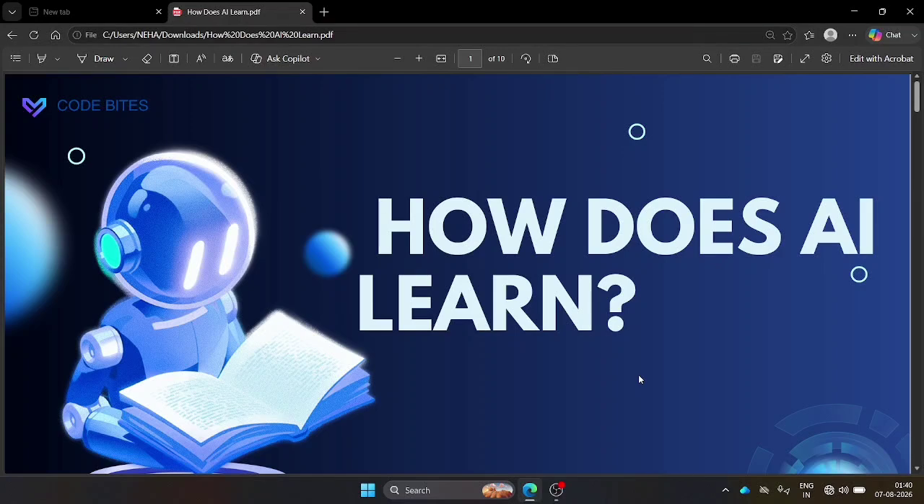In the previous class, we learned what artificial intelligence is, right? Today we are going to answer a very interesting question. That is, how does AI learn, and how does AI work? Does someone teach AI, like teachers teach students, right? Or does AI become smart on its own, or is AI something magical, or what? Let's understand how it works.